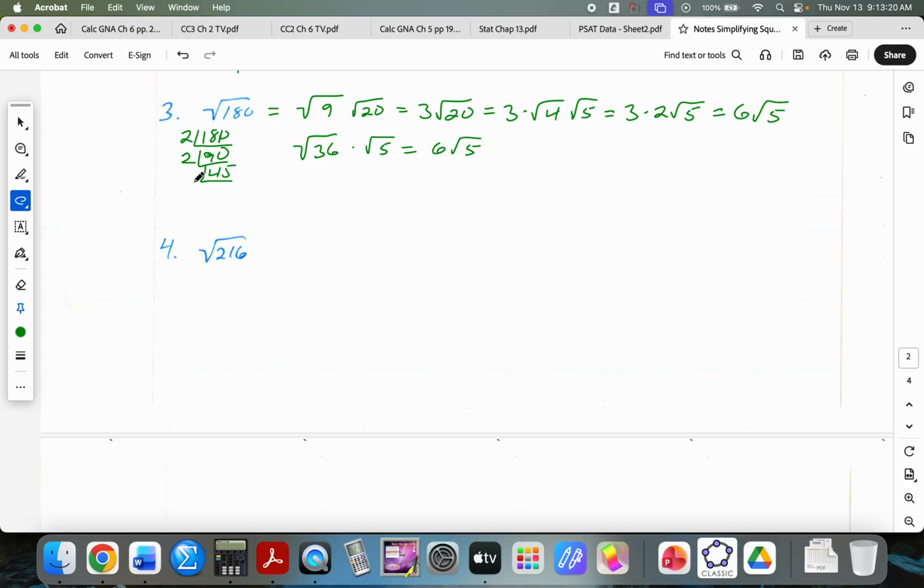Can't divide by 2 anymore. So I'll switch over to 3. It goes into 45 15 times. 3 goes into 15 5 times, and 5 goes into 5 once. So the square root of 2 times the square root of 2 is 2. The square root of 3 times the square root of 3 is 3. And I still have a square root of 5 left.